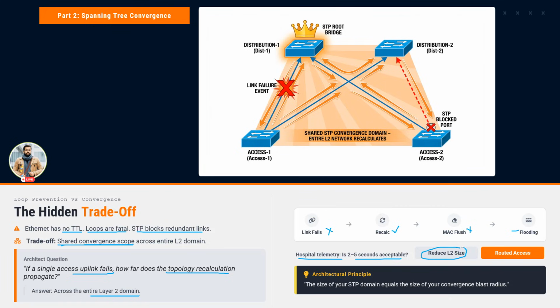Reduce your layer 2 domain size or remove spanning tree from the access layer entirely. This is actually why routed access exists, not because it's trendy, but for convergence containment. Remember this principle. The size of your STP domain equals the size of your convergence blast radius.